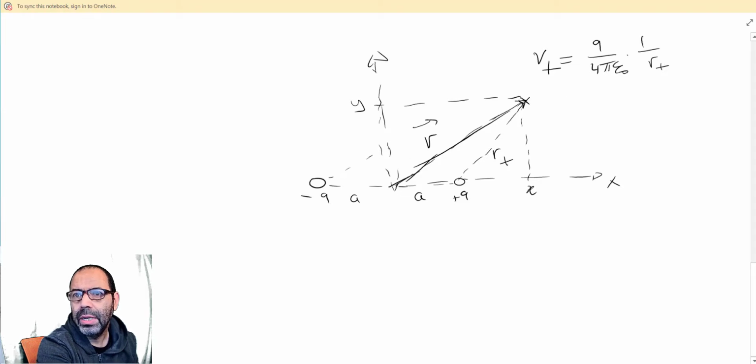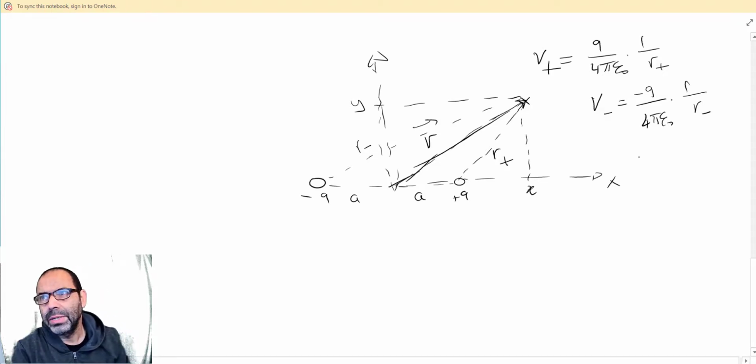Same thing, I need this r to the minus charge, so this is how far this point is from the minus charge. So the potential due to the negative charge, the charge is negative, so I have to put a negative in here, and it's a point charge, that's why I'm using this formula we found for point charges, divided by r minus. And again, we're in business basically.